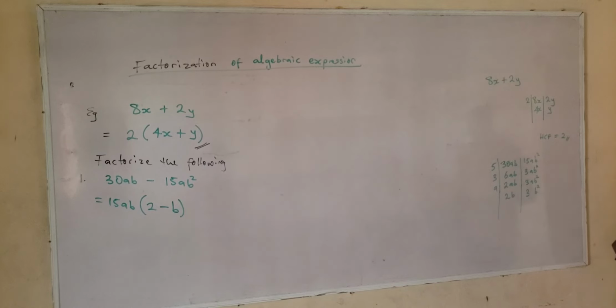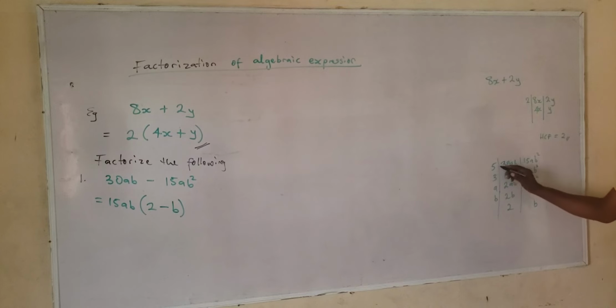3b square. So b can go. So when you use b, you have 2. When you use b here, you have 3b. Okay? I think there's an error somewhere. When we use 3 to divide this, we are not supposed to have this 3 anymore because it has been cancelled out here.